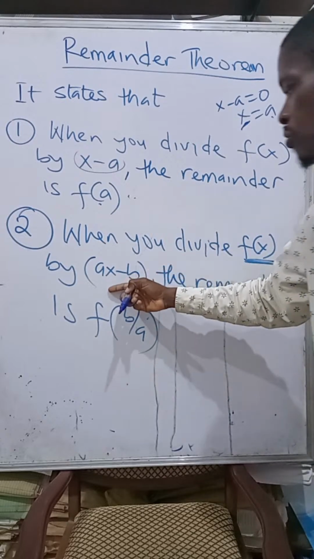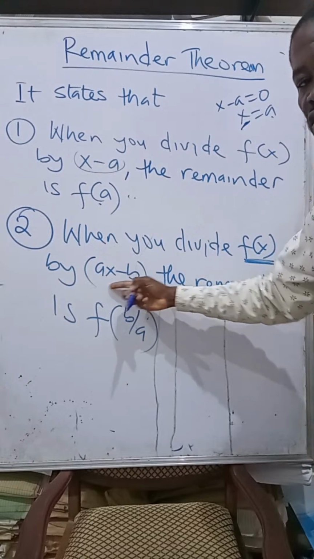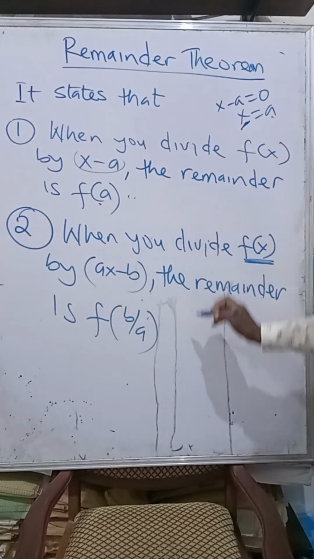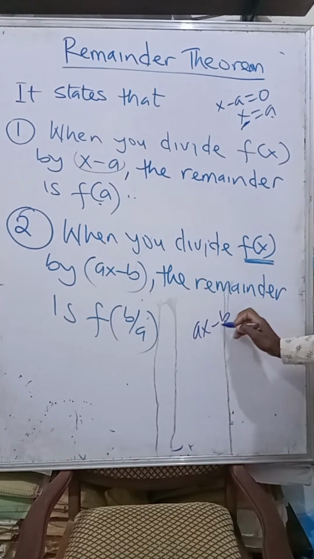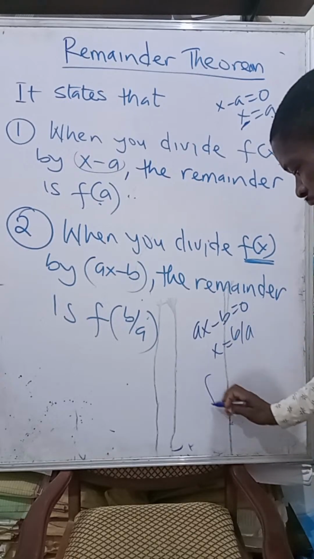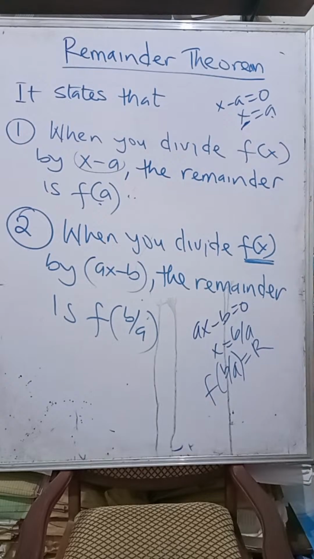Likewise for this function also, when you divide your polynomial by this factor, equate this factor to 0. If you do that, you're going to have x equal to b over a. Then go to your f of x. Anywhere you see x, you put b over a there. And that's your remainder. Let's look at questions on these segments.